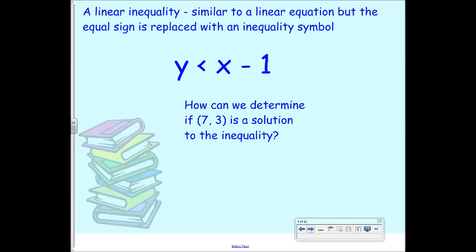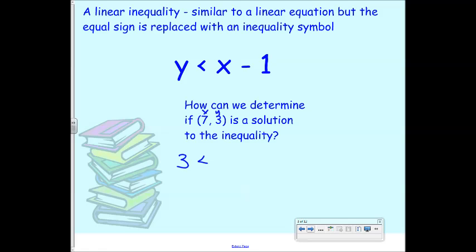This first question says, how can we determine if (7, 3) is a solution to this inequality? So how would you do that, do you think? Brian? You plug in 7 with x and 3 with y. Okay, how come this one's the x and this one's the y? That's an ordered pair, right? So we plug it in. What would my new inequality look like? 3 is less than 7 minus 1.